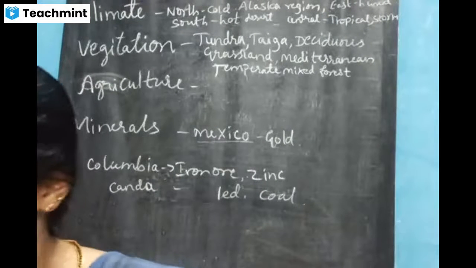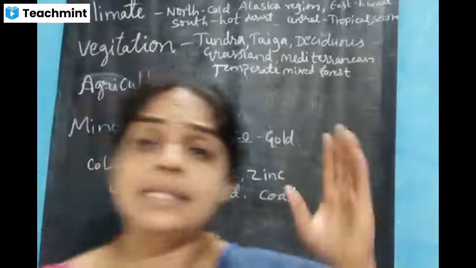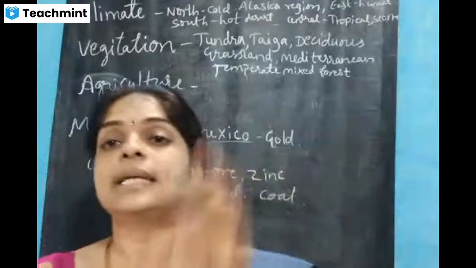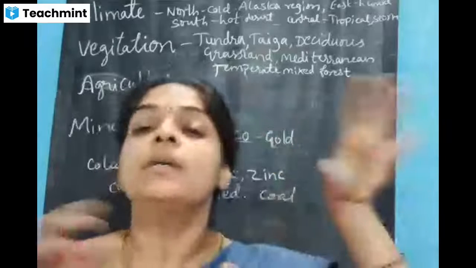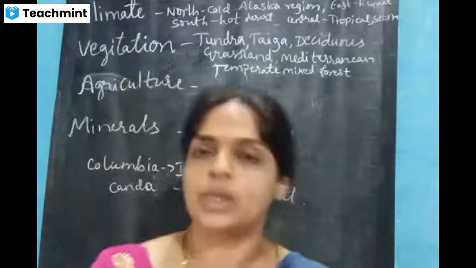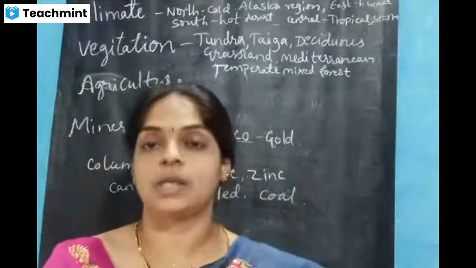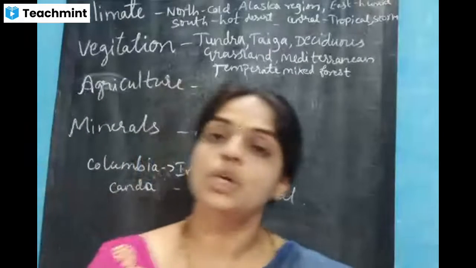Then another thing is, children, the wheat basket of the world. What is that? In the central plain, where there is dry land, nearby they are cultivating the wheat. They are producing the wheat inside the country and exporting to all other countries, so that it is called the wheat basket of the world.